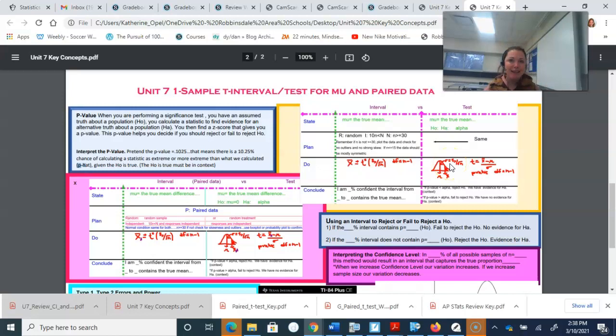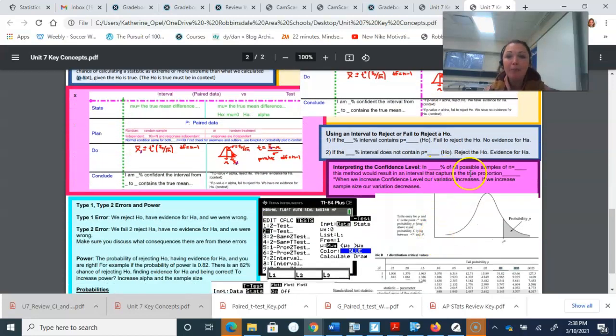With the interval, anytime you construct an interval, ladies and gentlemen, it's fair game that I may ask, interpret the confidence level in blank percent of all possible samples of n equals blank. What am I going to fill in the blank here? Whatever that confidence level is. So if it's 90%, 95%, whatever it is. This method, so interpreting a confidence level is about our confidence that the method will result in an interval that captures the true, not proportion in this case, guys, the true mean.